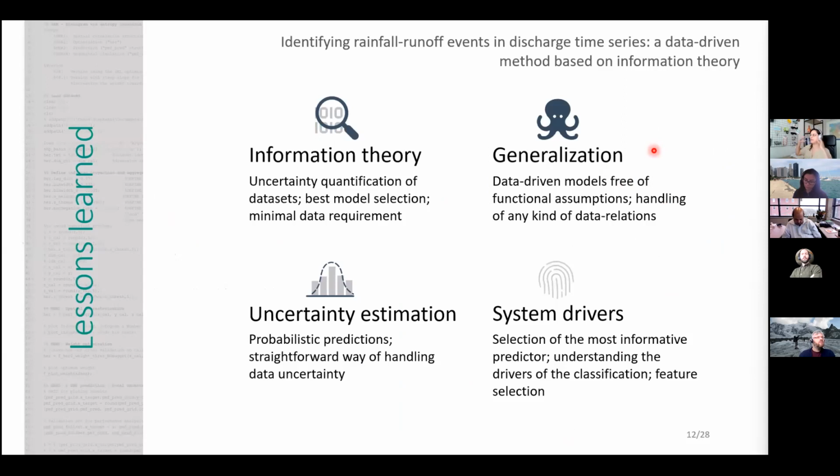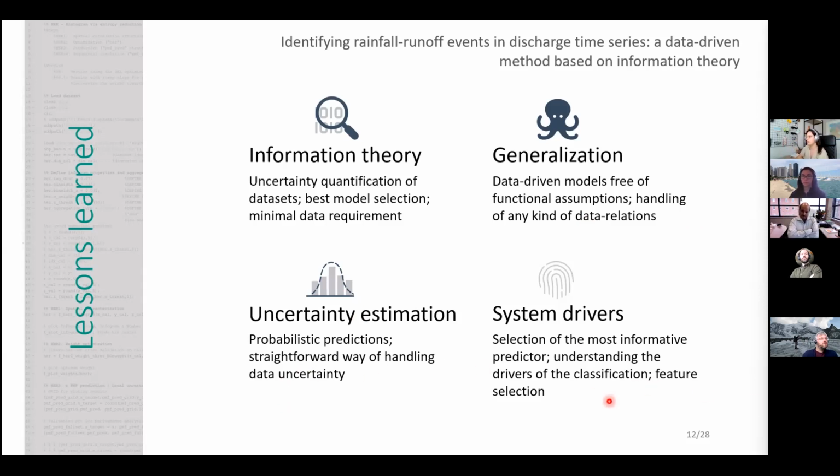So to wrap up the lessons learned throughout this paper, with information theory, we were able to quantify the uncertainty of data sets and use it to select the most informative model to verify its robustness in terms of data set size. So going data driven here allows us more models free of functional assumptions, which could handle any kind of data relations. And it also allows us to obtain probabilistic predictions directly based on data instead of going deterministic, although the conversion from probabilistic to deterministic was also possible.